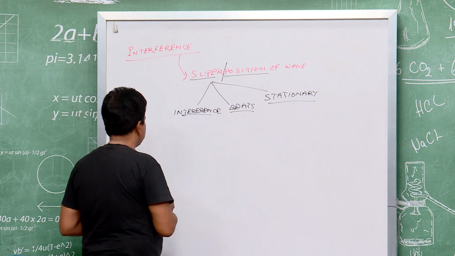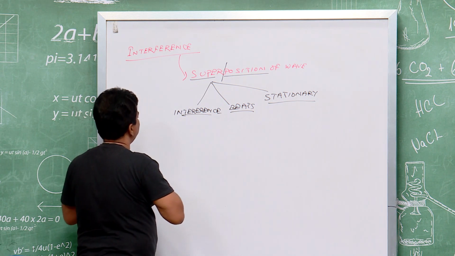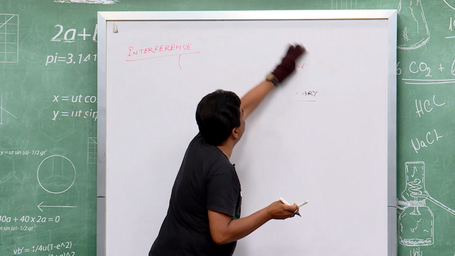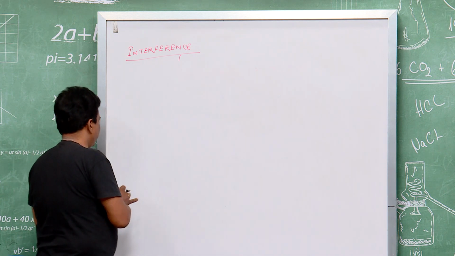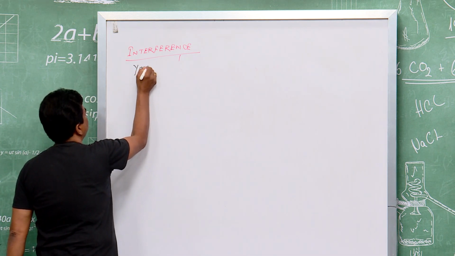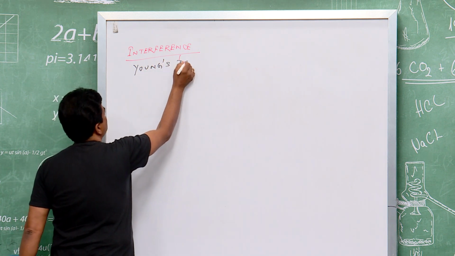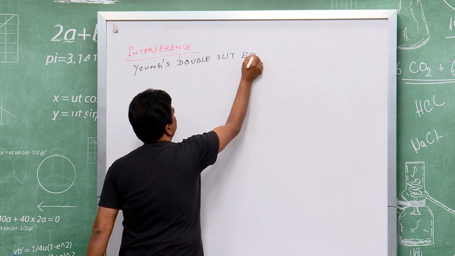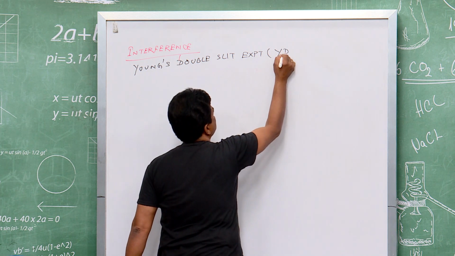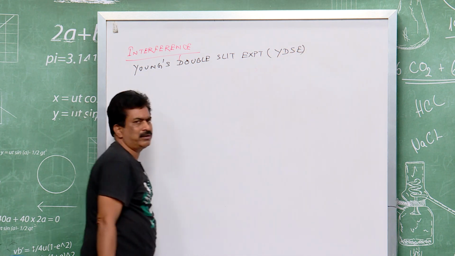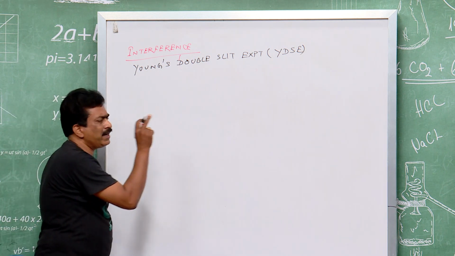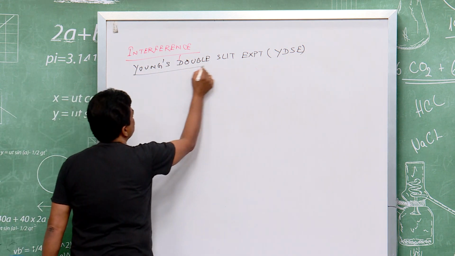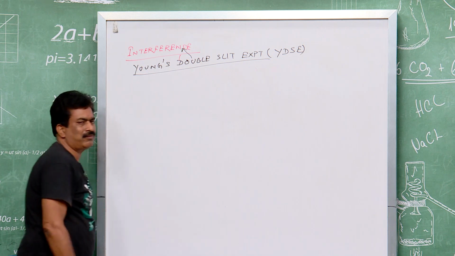For that we will discuss an experimental verification with a double slit. That was given by Young, hence it is known as Young's double slit experiment, which is simply written as YDSE. This Young's double slit experiment deals with interference.